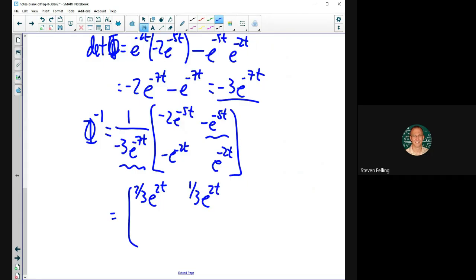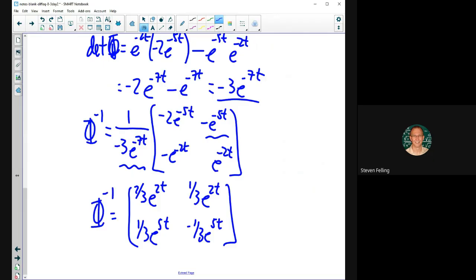Okay, this one down here will be negative 1 divided by negative 3, so that's positive 1/3 e to the negative 2t minus negative 7, so 2 plus 7 is 5t, right? And then we'll have a positive divided by a negative, so that's negative 1/3 e to the 5t. So this matrix here is the inverse matrix of the fundamental.